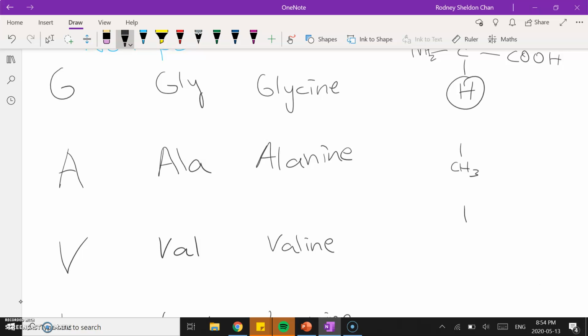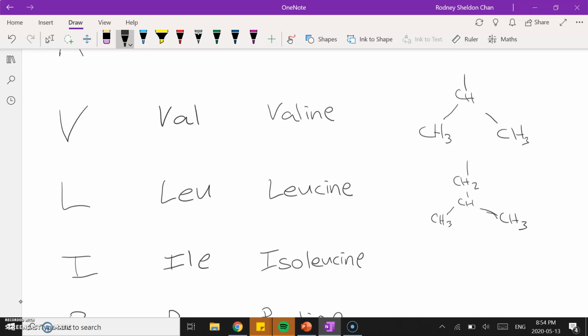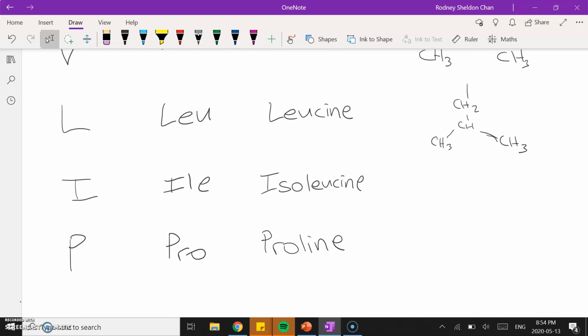Now let's do valine. Quite simple to remember: CH2, and then it splits off into two. So it's a hydrocarbon, right? Like just the side chain. Leucine is actually an extension of valine. So instead of just one CH2 here, there's two. And then it branches off, like that, CH3. There.